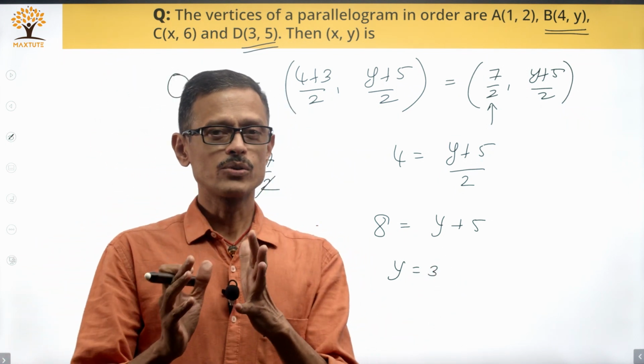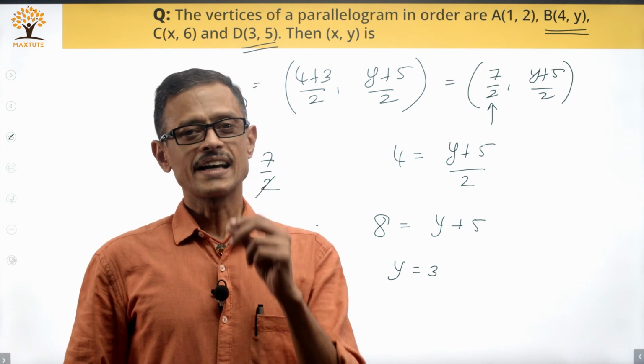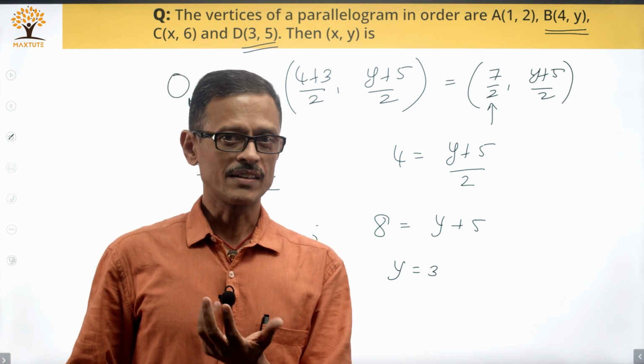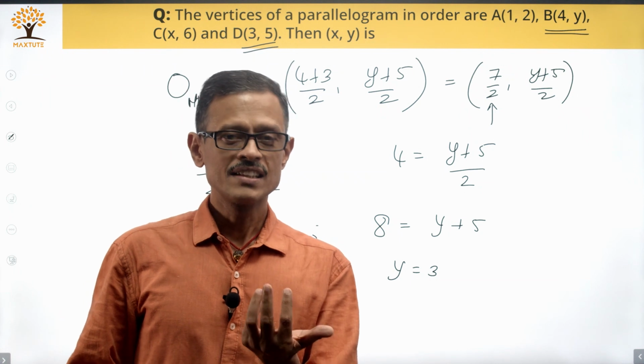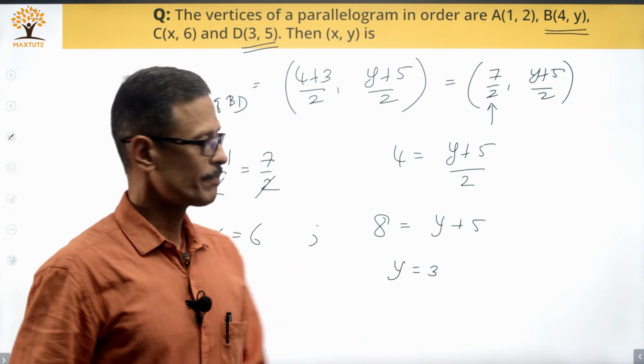So, the key point that we used is that property of a parallelogram, that the diagonals bisect each other, which means the midpoint of AC will be the same as the midpoint of BD.